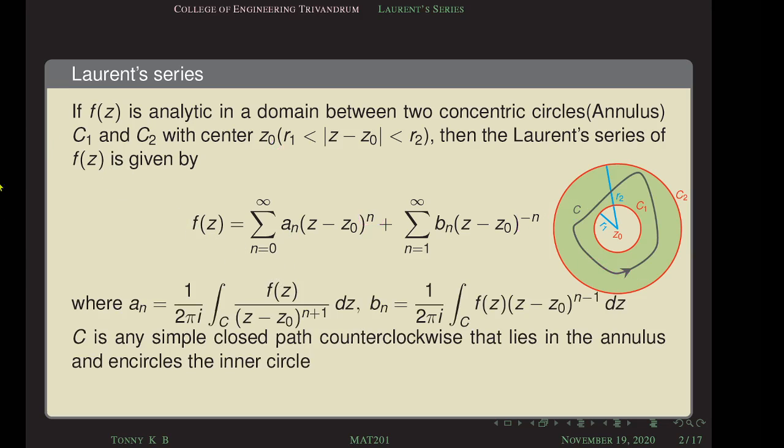This is the formula for a n and b n. We can evaluate a n using this formula, 1 by 2 pi integral over c of f of z by (z minus z naught) raised to n plus 1, and b n is evaluated using this formula. And what about c? C is any simple closed curve. In this diagram it's the black curve, oriented in the positive, anti-clockwise direction. That is our c. C is not fixed. C is any simple closed path, counterclockwise, that lies in the annulus and encircles the inner circle.